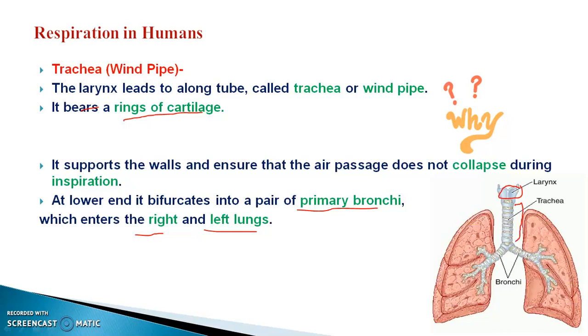This trachea has rings. So these are the rings of cartilage. At this point it is bifurcating into the primary bronchi. Now each primary bronchus enters a lung. So this is the right lung and this is the left lung. So these primary bronchi enter the right as well as the left lungs of the human being.